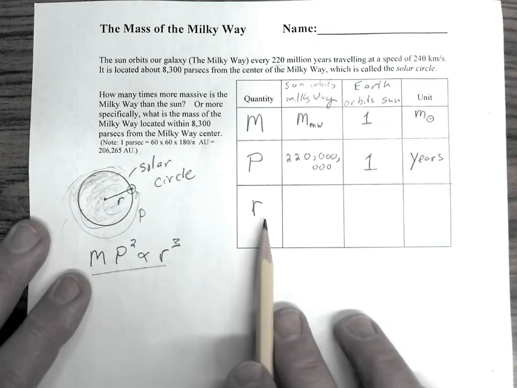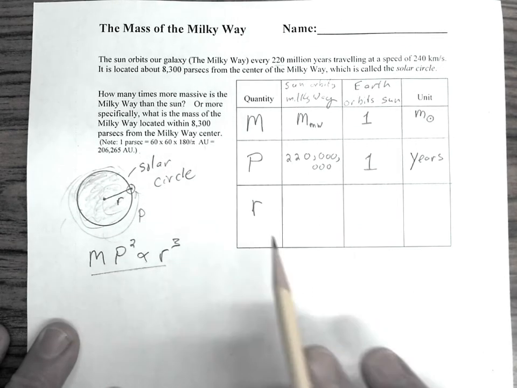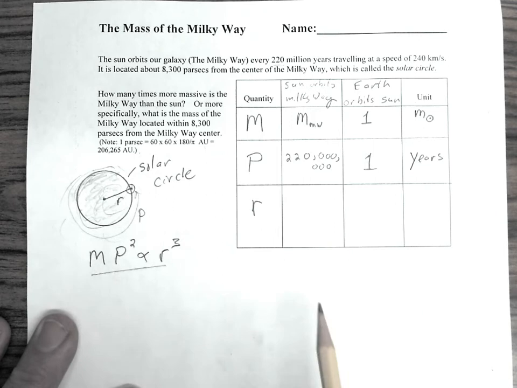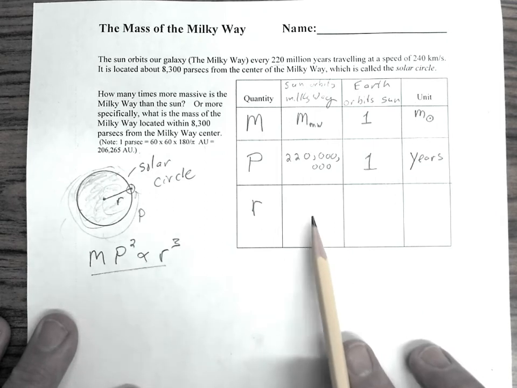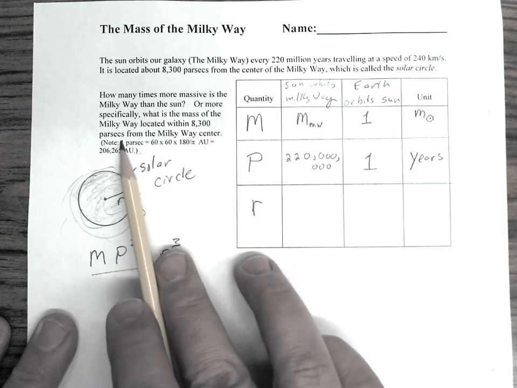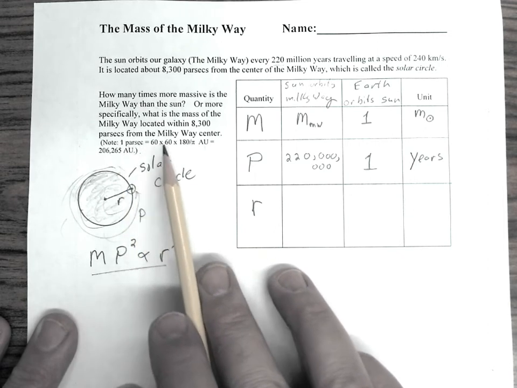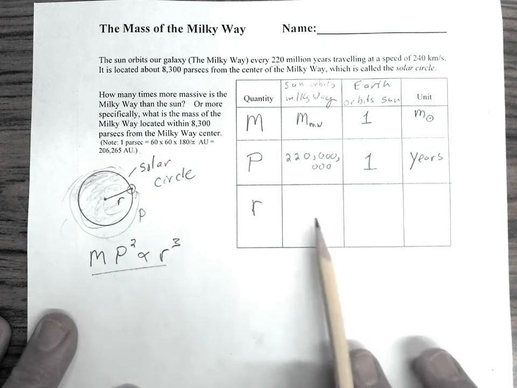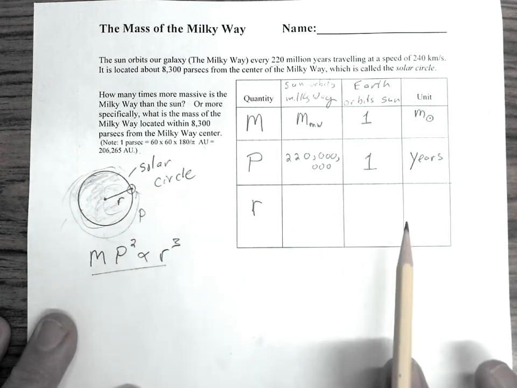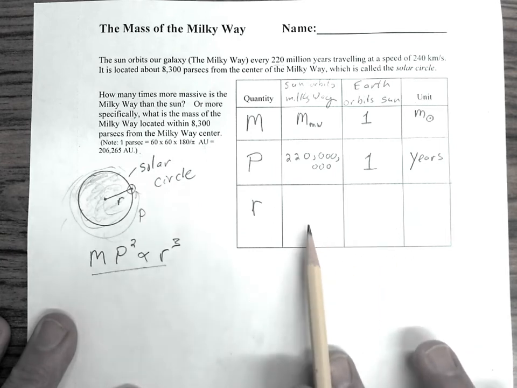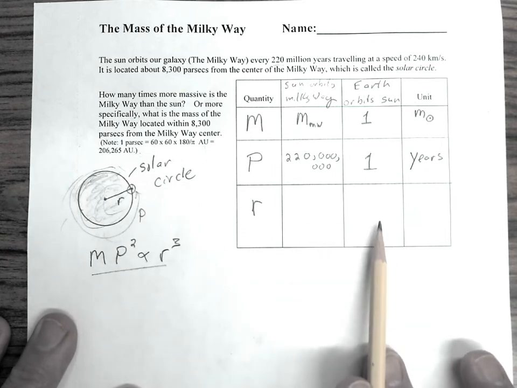Now the distance is a little trickier, because we know how far away the Earth is from the Sun in astronomical units. It's 1 AU. We also know how far away the Sun is from the center of the galaxy in parsecs. And we also know how many AUs are in a parsec. Now, it does not matter whether we use parsecs or astronomical units, so long as they're the same. We cannot use parsecs here and astronomical units there.